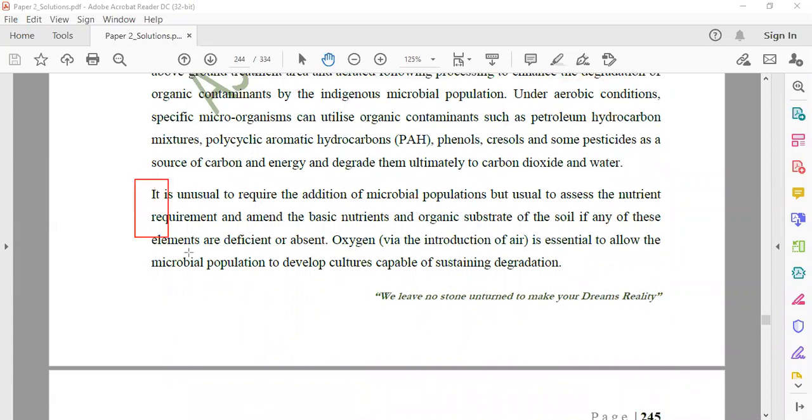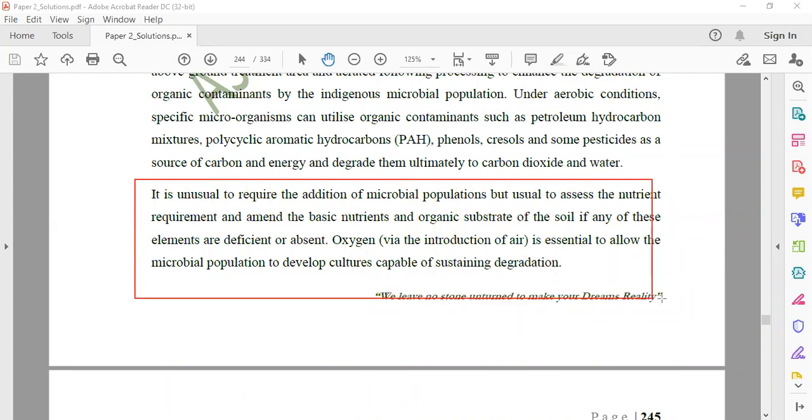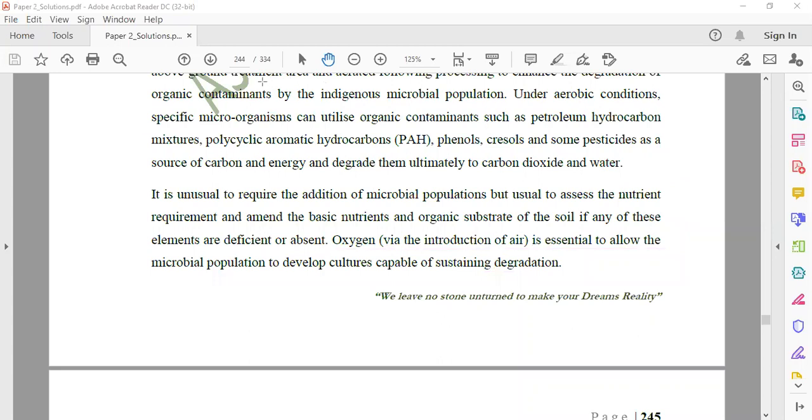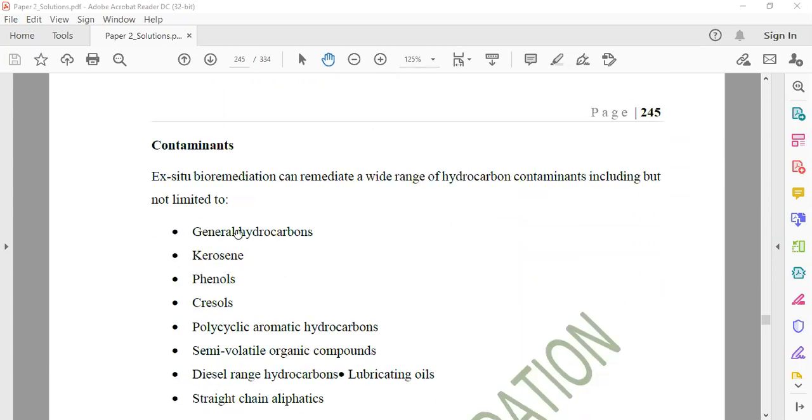What they do under this is usually to require the addition of a microbial population, but usually to assess the nutrient requirement and amend the basic nutrient and organic substance of the soil if any of these elements are deficient or absent. Oxygen via the introduction of air is essential to allow the microbial population to develop culture capable of sustaining degradation. So this point has to be highlighted because he is saying that the process is aerobic. ये पॉइंट आपको याद रखना है क्योंकि ये फोर्थ स्टेटमेंट में ही इसी से आपको पता चलेगा कि fourth statement is wrong, right? Then these are the XC2 bioremediation can remediate a wide range of hydrocarbon.